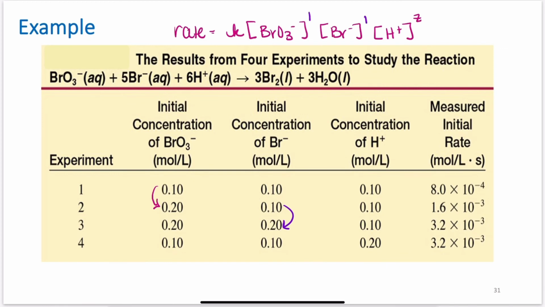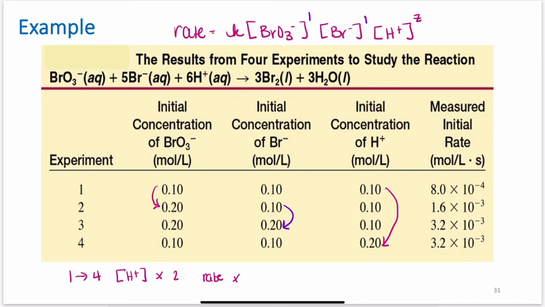So then let's look at the last one. The concentration of H plus has been doubled. I can either use reaction 1 to 4. Let's see. Yeah, reaction 1 to 4 is the only reaction I can use. The only one where everything else stayed constant except the concentration of H plus. So from reaction 1 to 4, the concentration of H plus has been doubled.